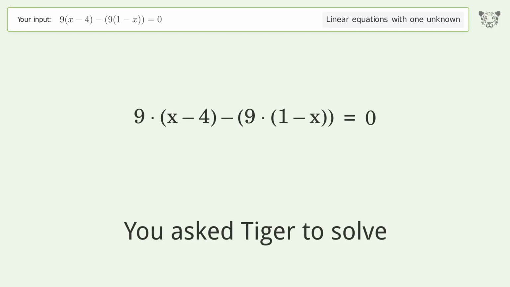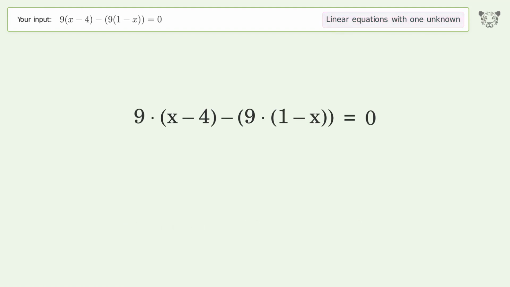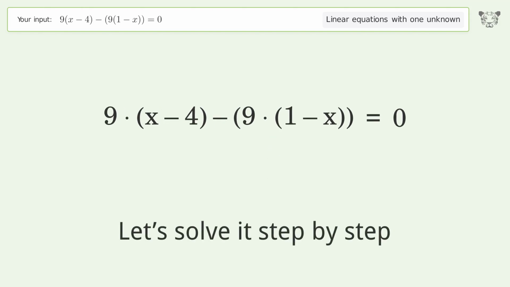You ask Tiger to solve. This deals with linear equations with one unknown. The final result is x equals 5 over 2. Let's solve it step by step.